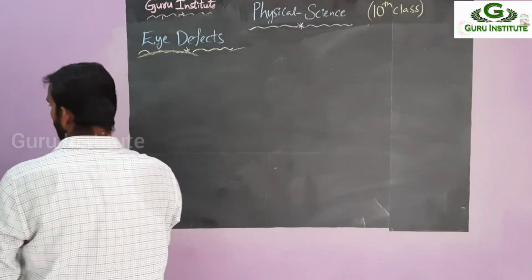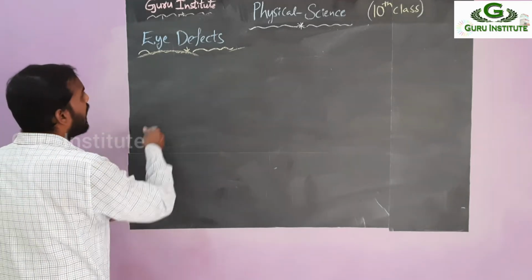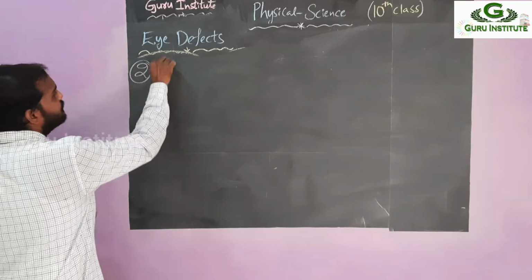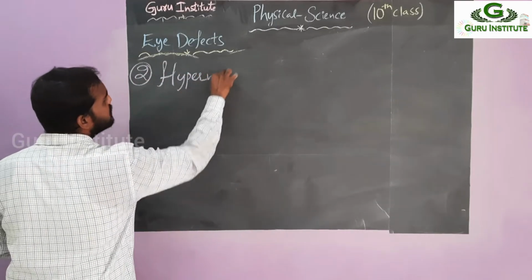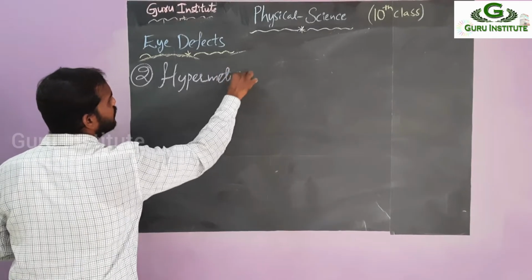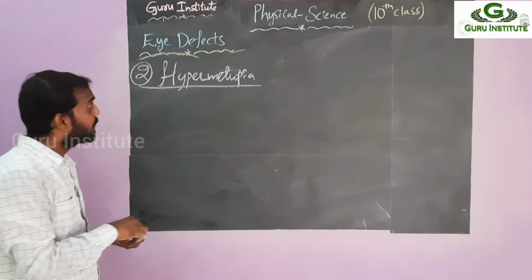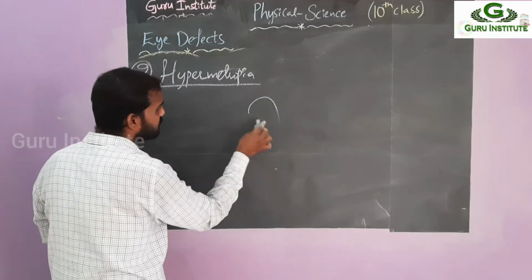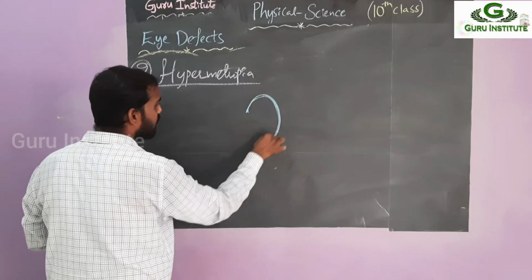Now we have to enter into another defect, the second one, called hypermetropia. It is the same as this, only a little bit changed. They are exactly opposite now. That's it, nothing to worry. So once again we draw the pictures. Already you know that. What is this? Our eye.